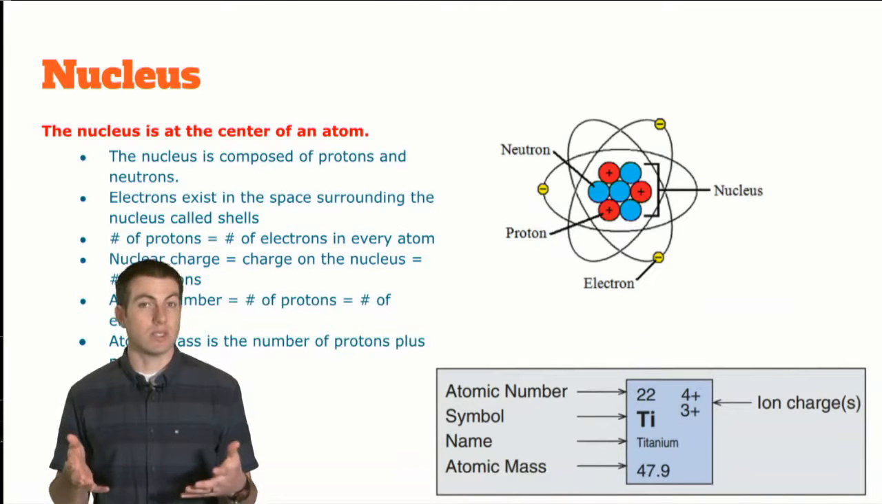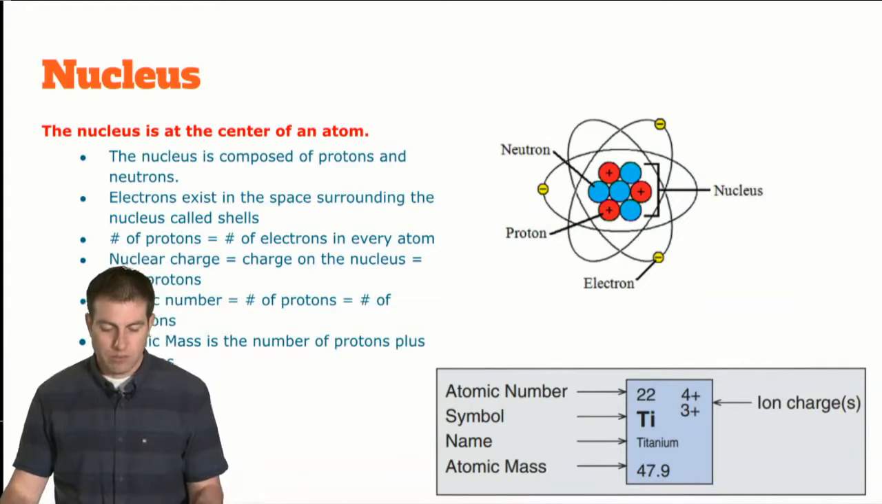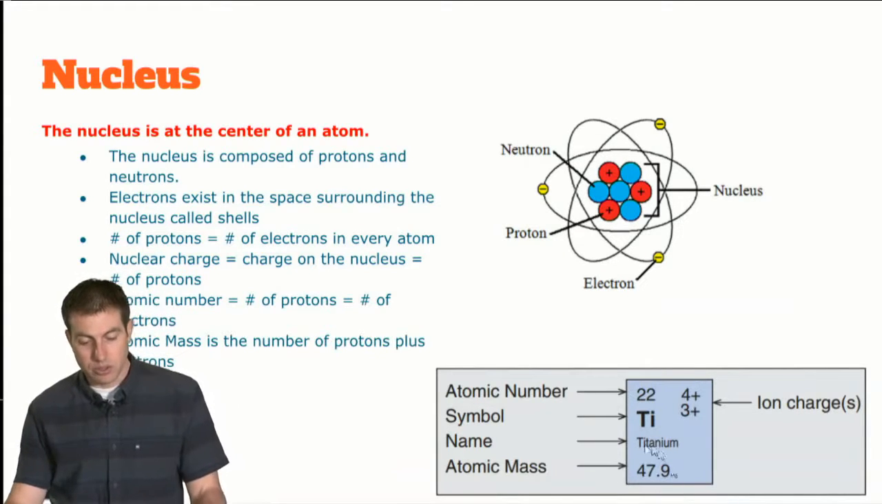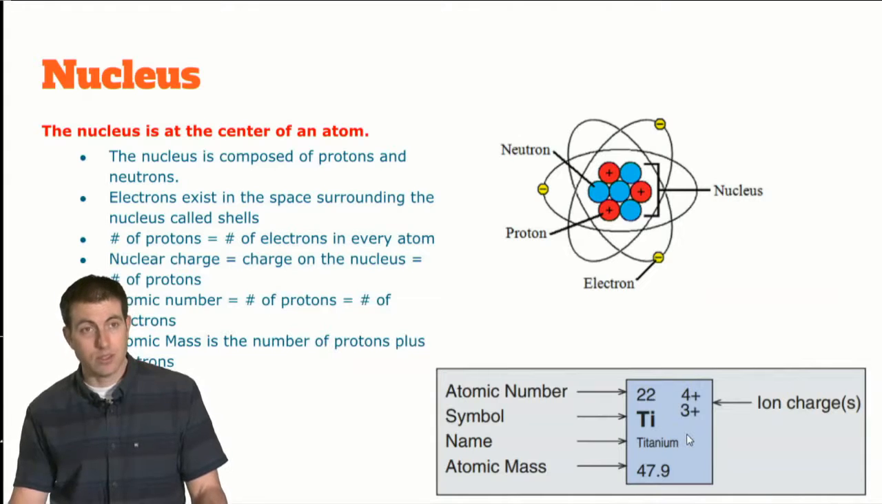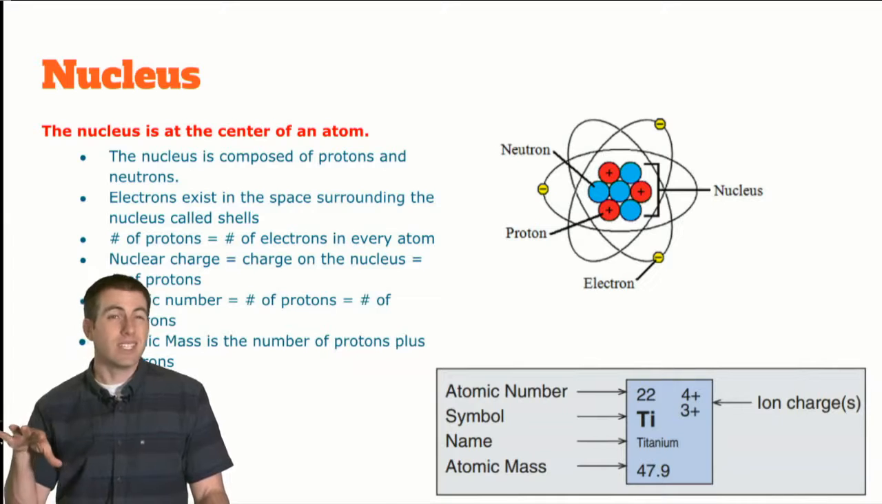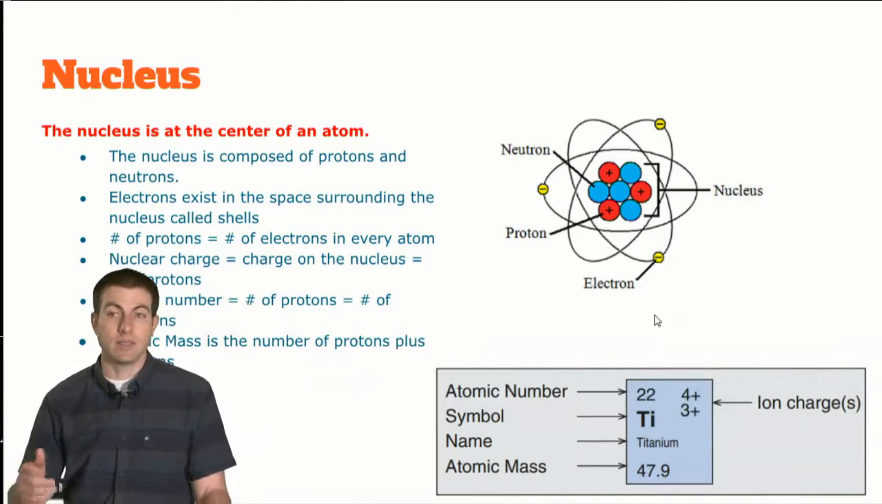Nowhere on the periodic table does it directly tell you how many neutrons there are, but you can figure it out. If you know the atomic mass is protons and neutrons, and you know 22 of them are protons, you just need to subtract these. So 48 minus 22 leaves us with 26 neutrons. So even though the atomic mass doesn't indicate neutrons directly, we can figure it out if we just subtract the atomic number. So we're going to use that today.